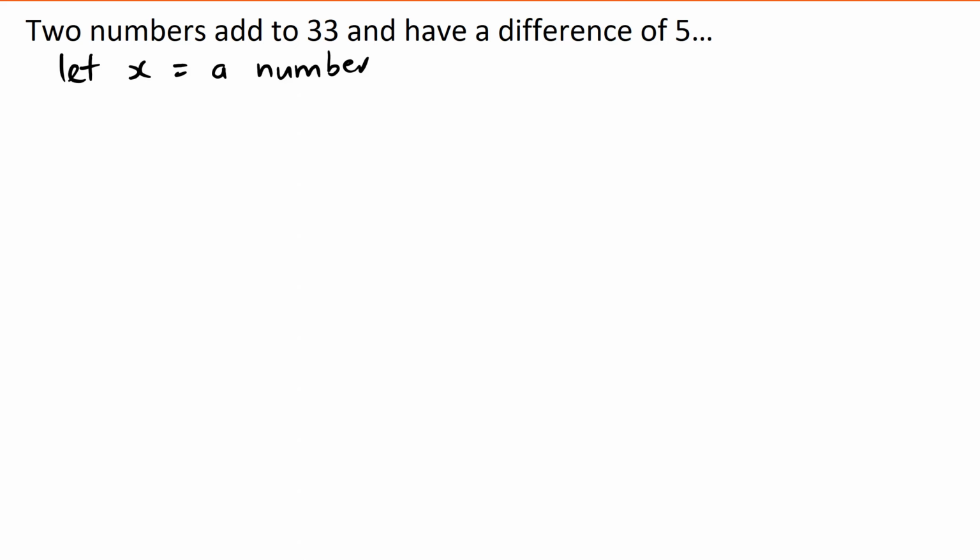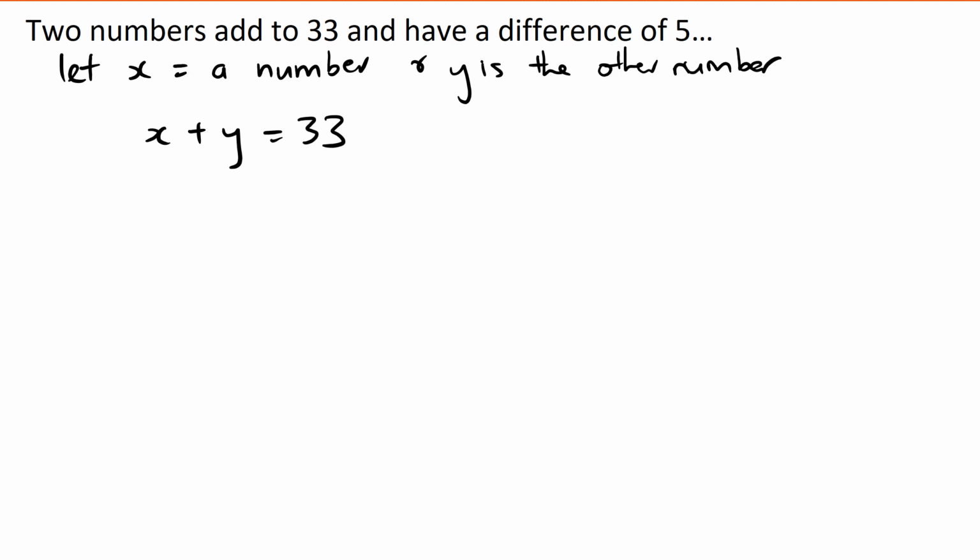But we're actually asked to find two numbers, eh? So let x equal a number and y equal another number. So it's not y equals a number, it's y equals the other number, because there's a relationship between x and y, okay? Two numbers add to 33. So one number, x, plus y is 33.